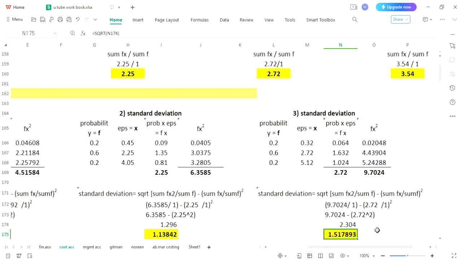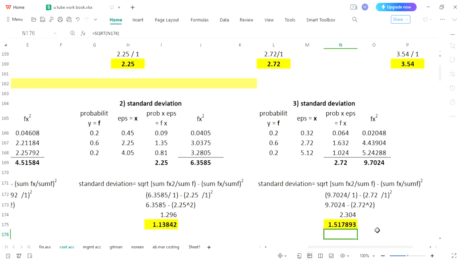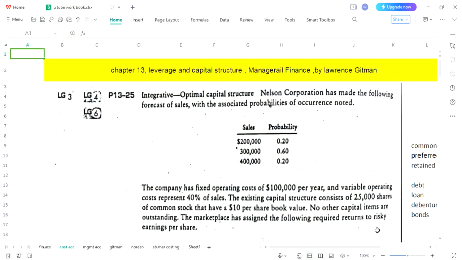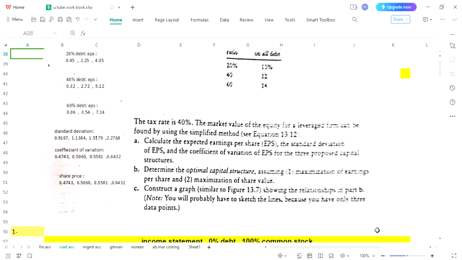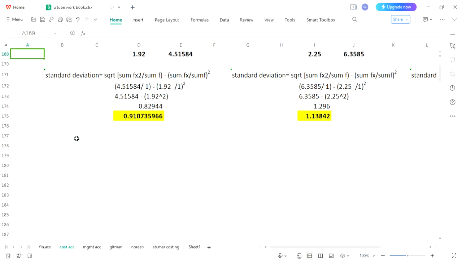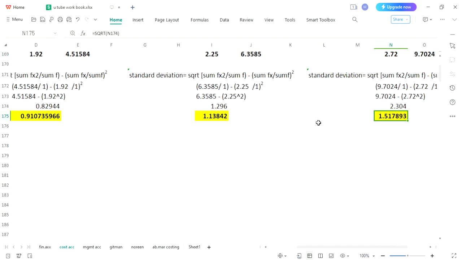So we have calculated. Now square root is needed to be put. Square root for which amount? This 2.304. So we have calculated our third standard deviation, that is 1.517. Let's get back to the question. Third standard deviation answer. Look over here. Third standard deviation is 1.51. Second is 1.13. And you have calculated 1.13 and 1.51. So three standard deviations have been calculated.